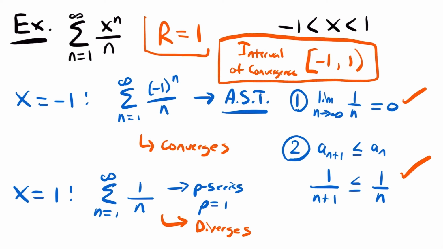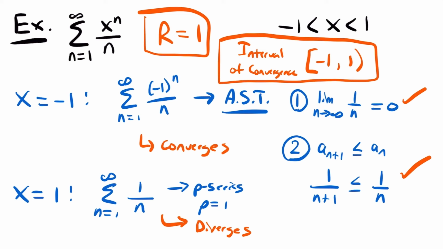And this is our radius. The radius is 1 because this power series is centered at 0. And as you can see, the endpoints of the interval of convergence are both 1 away from that center of 0. Okay, and so this was our final example.